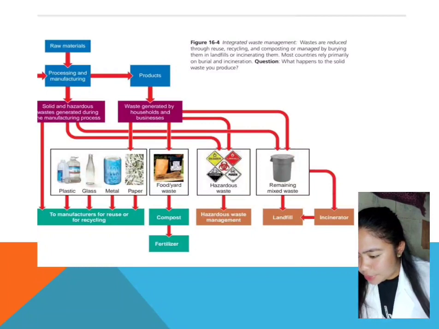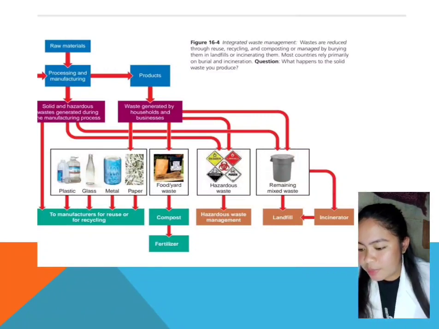become waste generated by households and businesses. So it can be food or yard waste, and it can also be paper, metal, glass, and plastic. These go to manufacturers for reuse or for recycling of these products. And they can also go to compost or fertilizer. If it is from processing and manufacturing, it becomes hazardous waste management, landfill, or incinerator.